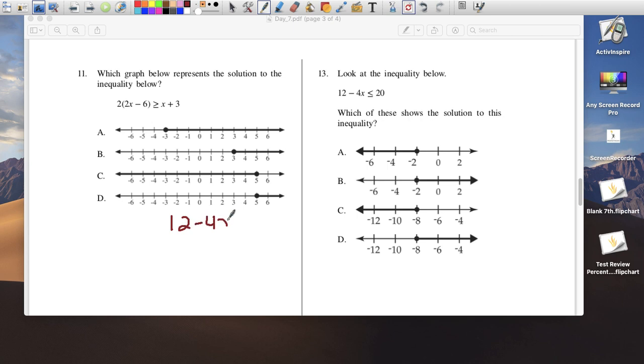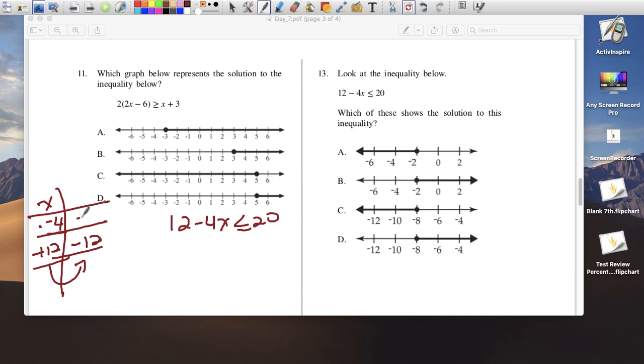12 minus 4x less or equal to 20. So first thing we do, and again, I'll do a story here. My variable is x. It's being multiplied by negative 4. And then plus 12. Inverse operation would be minus 12 first and divide by negative 4. So those are the steps I'm doing. So minus 12 here.